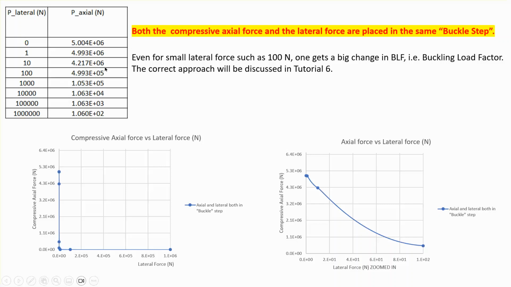So this is the same information displayed graphically for you. The horizontal axis is the lateral force, which means the first column, and the vertical axis is the axial force or the buckling load, okay? Now you can see that the right side is pretty much the same thing as the left side, except that it's a zoomed in area, because here I've varied the lateral load from 0 to a million. Here I go from 0 to 100. Okay, you can see that right there.